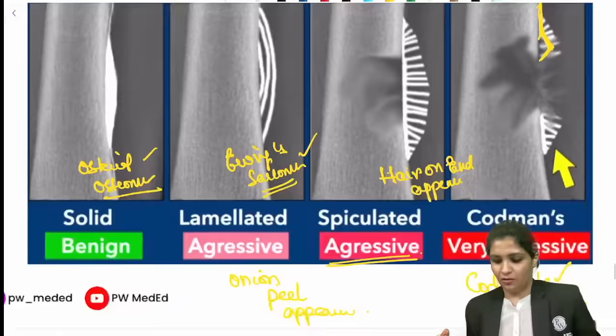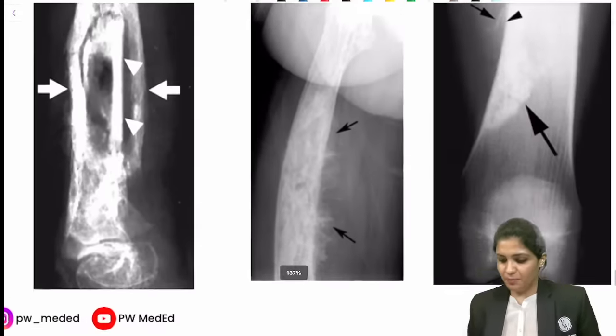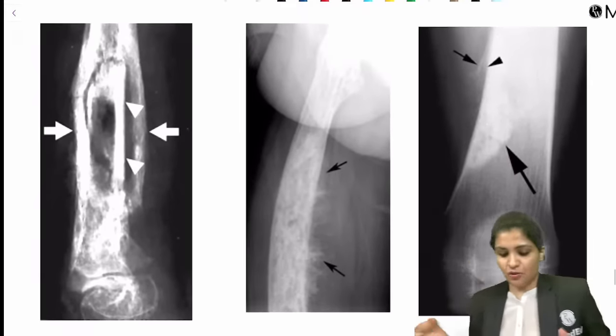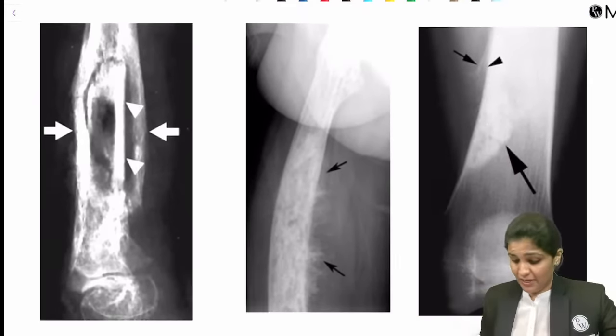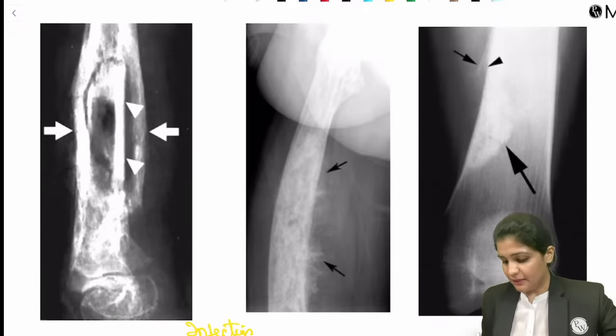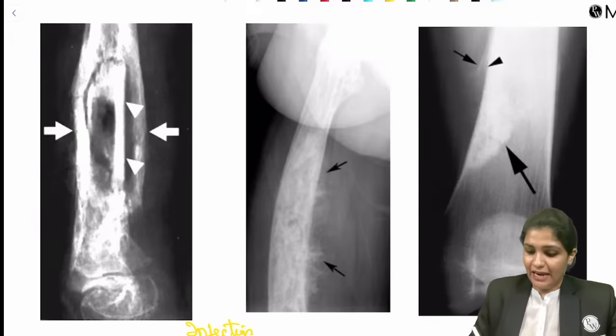That is the importance of the periosteal reactions. So some of the few important periosteal reactions I have mentioned here. So if you see, the first one is something like infection. It is like moth-eaten appearance. So this is typically called moth-eaten appearance. And if you see here, there is a dead bone.